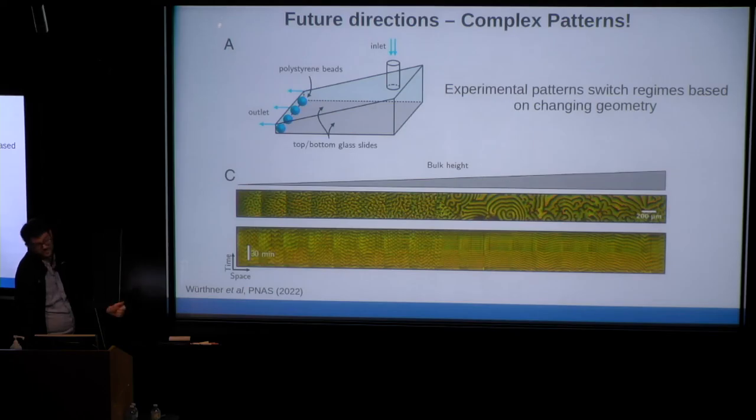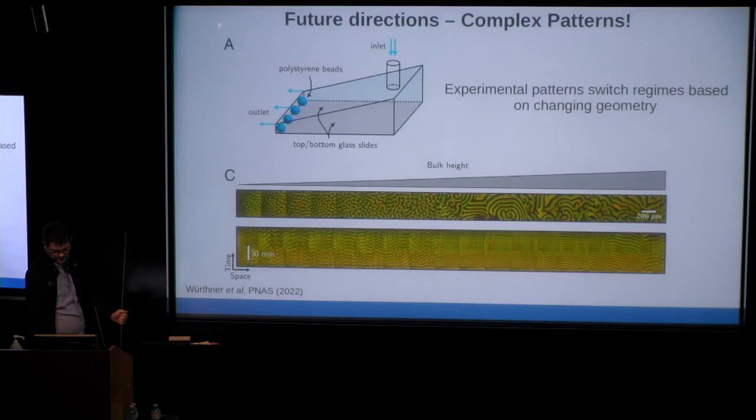And it's important for cells, because this is the min system. It's used basically for establishing midpoints in single cells. You have a wave that moves back and forth along the cell. It's a way to establish long axes in that cell. So this is a little bit of a contrived setup, but it's still very interesting pattern formation.